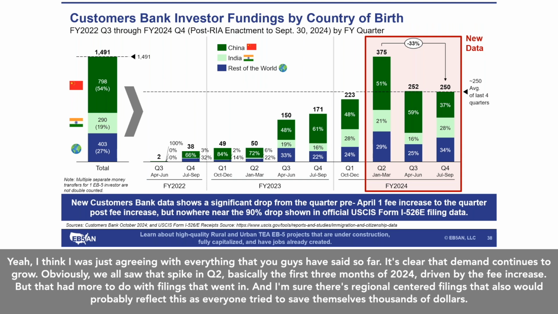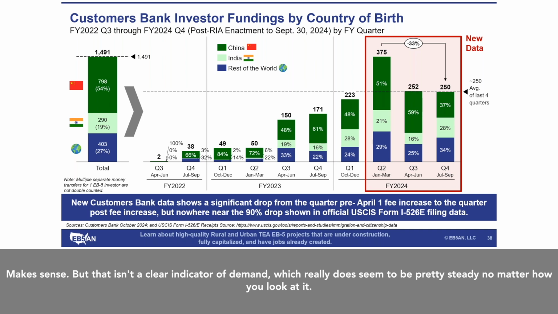Yeah, I think I was just agreeing with everything that you guys have said so far. It's clear that demand continues to grow. Obviously, we all saw that spike in Q2, basically the first 3 months of 2024, driven by the fee increase, but that had more to do with filings that went in. And I'm sure there are regional center filings that also would probably reflect this as everyone tried to save themselves thousands of dollars. Makes sense. But that isn't a clear indicator of demand, which really does seem to be pretty steady no matter how you look at it. Yep.